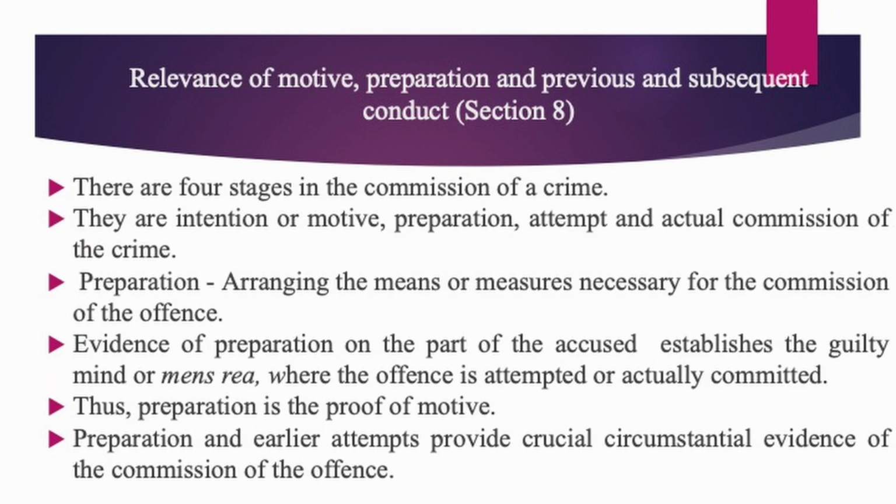There are 4 stages in the commission of a crime. They are intention or motive, preparation, attempt, and actual commission of the crime. Preparation consists in devising or arranging the means or measures necessary for the commission of the offense. Now, where the offense is attempted or actually committed, evidence of preparation on the part of the accused clearly establishes the requisite guilty mind or mens rea. Though preparation by itself is not punishable and is not relevant if the offense is not committed or is not even attempted, preparation is a proof of premeditation where the offense or its attempt is committed. Thus, preparation is the proof of motive, and preparation and earlier attempts provide crucial circumstantial evidence of the commission of the offense.